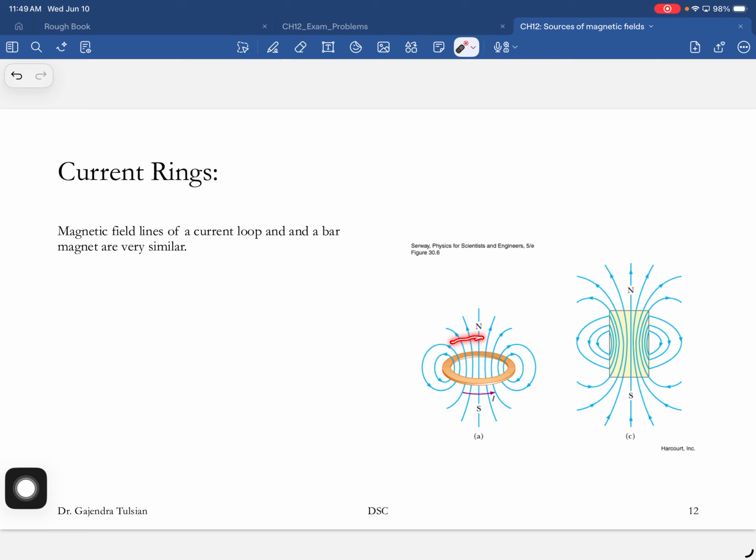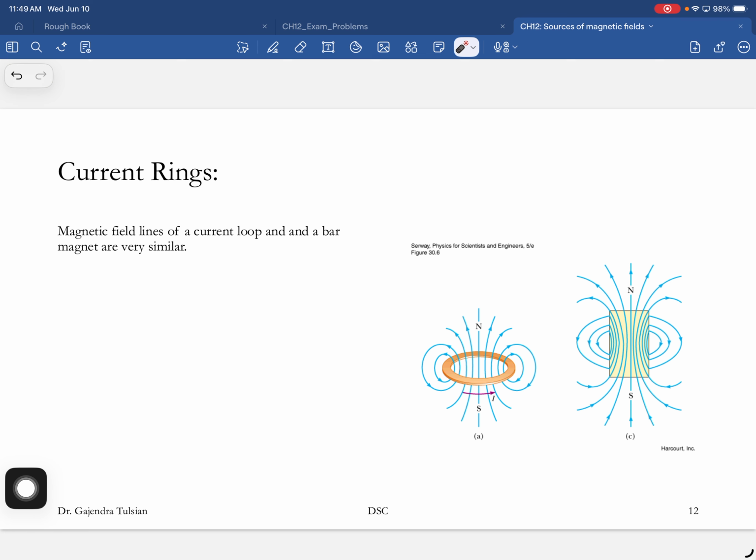See, these are the magnetic field lines of a current carrying loop of wire. Look at this. These are the field lines produced by a bar magnet. See, they look very similar. That's why we call this an electromagnet. So a current carrying loop of wire is an electromagnet, and it's very versatile because you can change its strength, you can turn it on and off, you can flip directions, and so on.